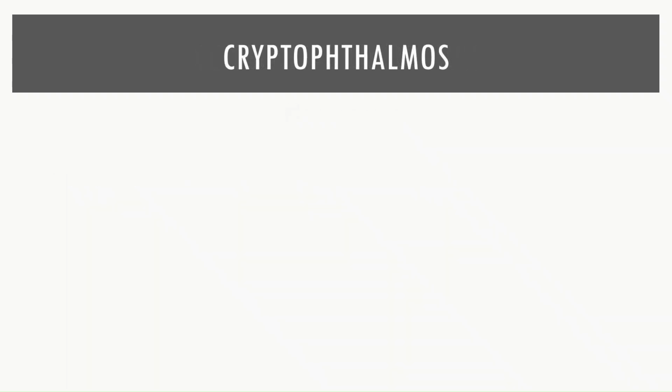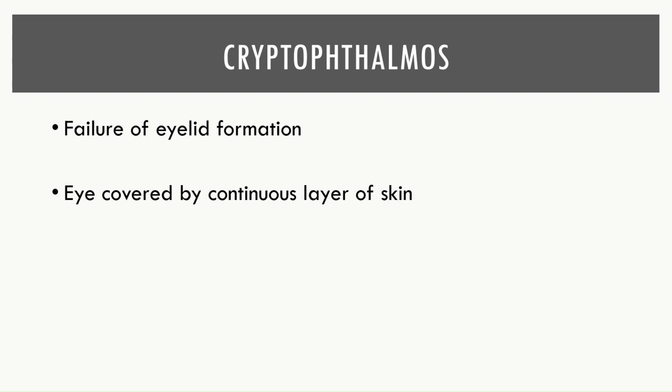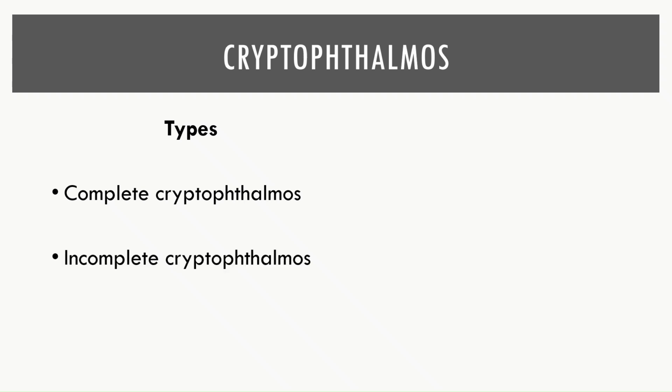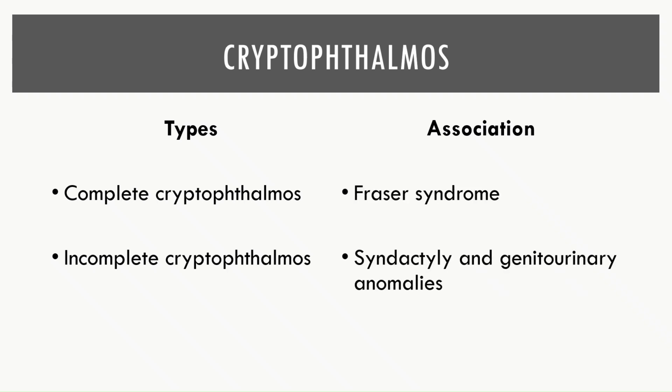Cryptophthalmos. It is a severe malformation often associated with life-threatening systemic abnormalities. It is a failure of eyelid formation. The eye is covered by a continuous layer of skin. The types are complete cryptophthalmos and incomplete cryptophthalmos. The associations are Fraser syndrome, syndactyly, and genitourinary anomalies.